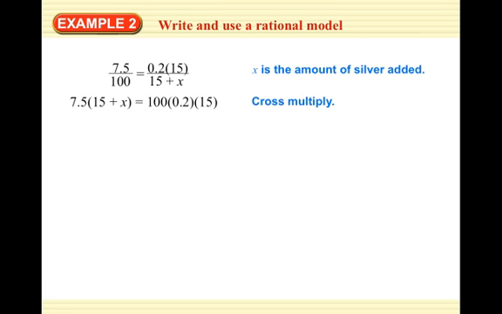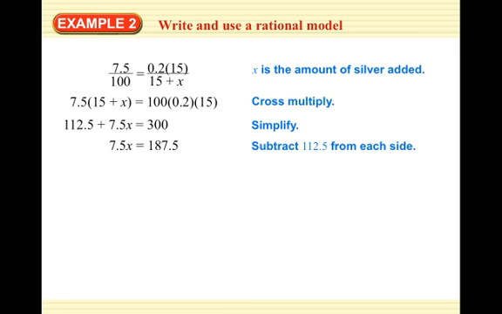Okay, so we're going to cross multiply. So we have 7.5 times 15 plus x, and that's going to equal 100 times 0.2 times 15. Okay, if we distribute 7.5, we get 112.5 plus 7.5x equals 100 times 0.2 times 15 is 300. So we're going to subtract 112.5 from each side. We get 7.5x equals 187.5. Divide each side by 7.5, and we get x equals 25.